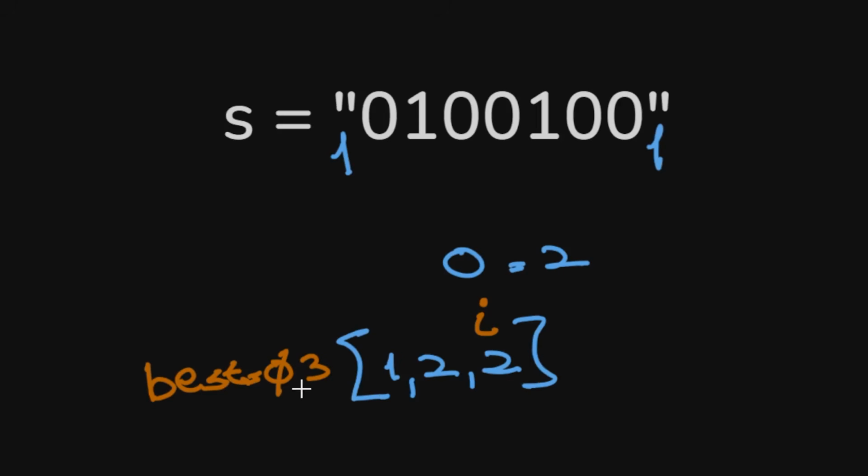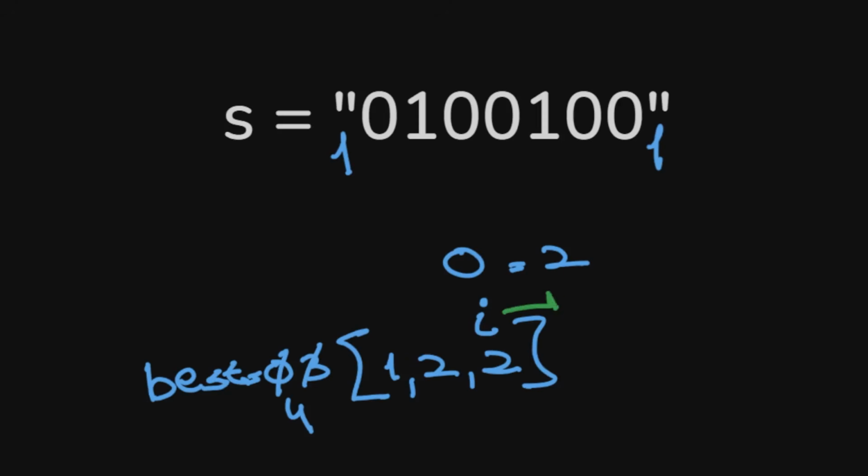Now we are here, so in best we keep the maximum between 3 and 2 plus 2, so here we put 4. And just to be clear, this means that we have 2 zeros to the left, 2 zeros to the right regarding this block of ones, and the sum is 4. Given that 4 is larger than 3, the new best is 4.